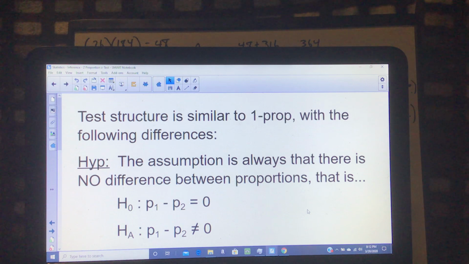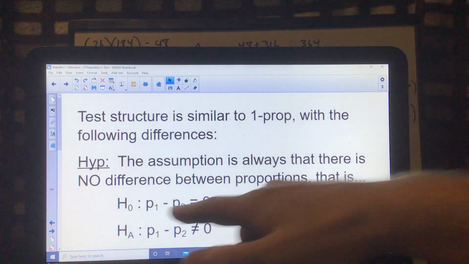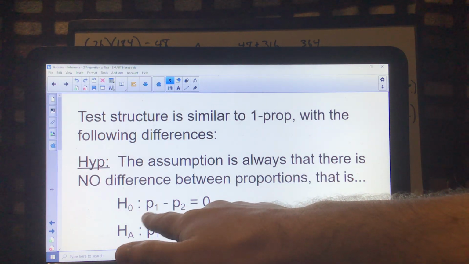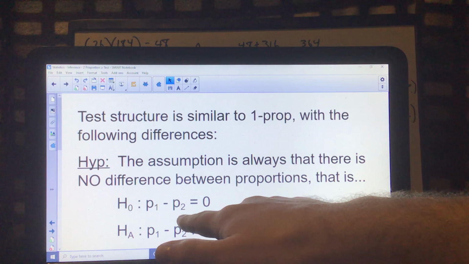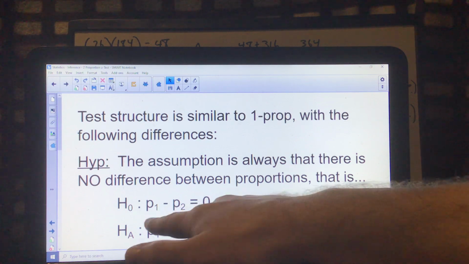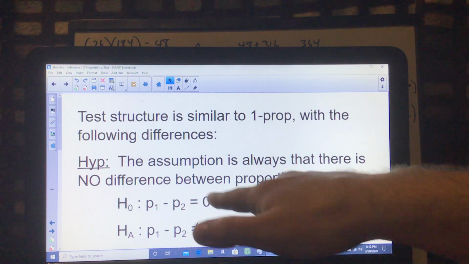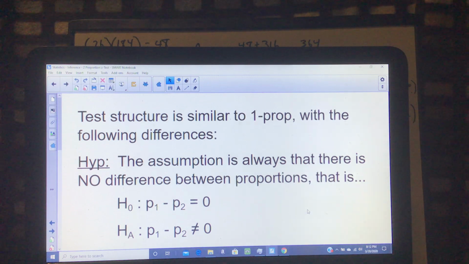But our assumption is going to be that even though our samples came out differently, the actual population has no difference. So our assumption is the population number for old people minus the population number for young people, their snoring rates are actually no different. They're zero when you subtract them. If I'm thinking that there is a difference in the groups, that would be my alternative hypothesis.